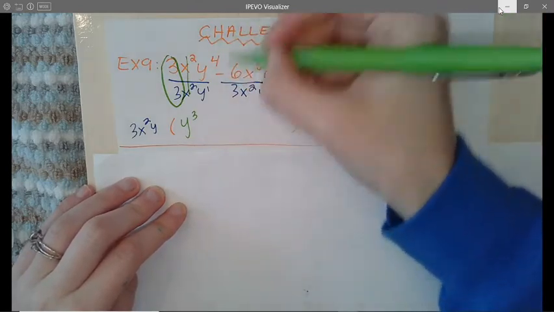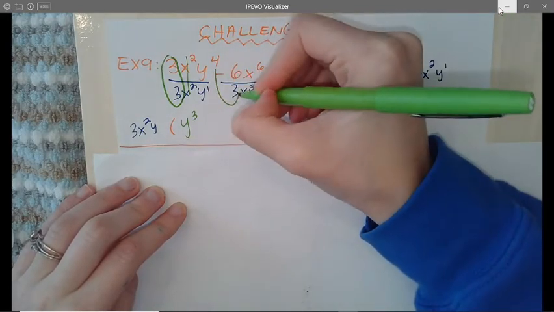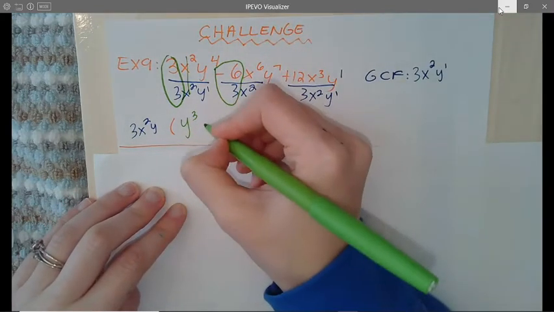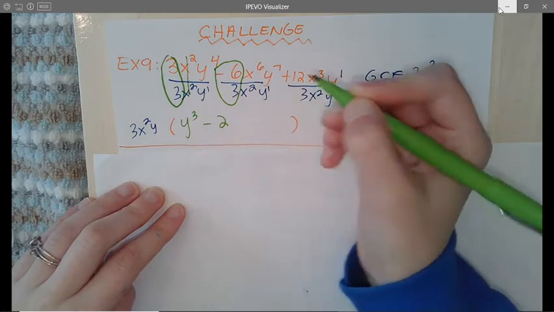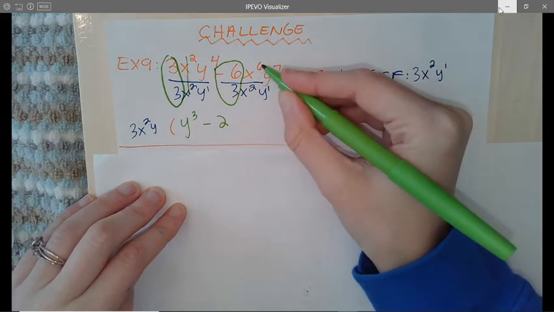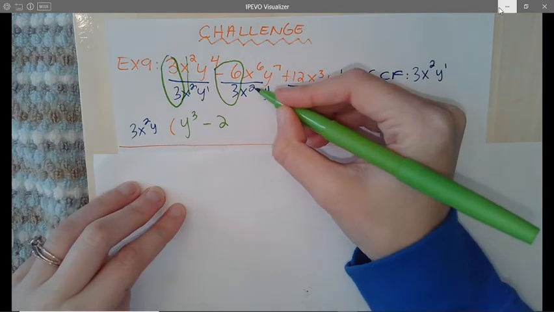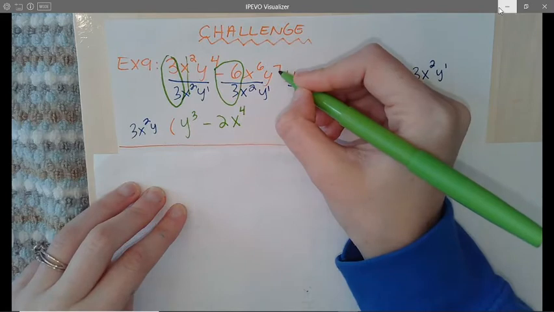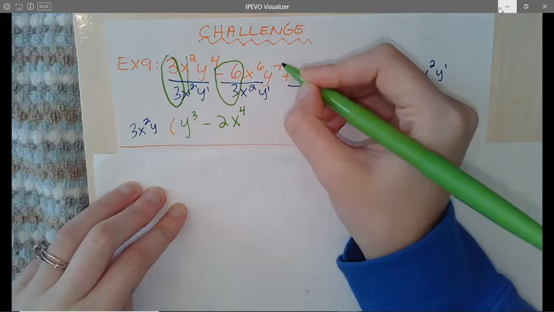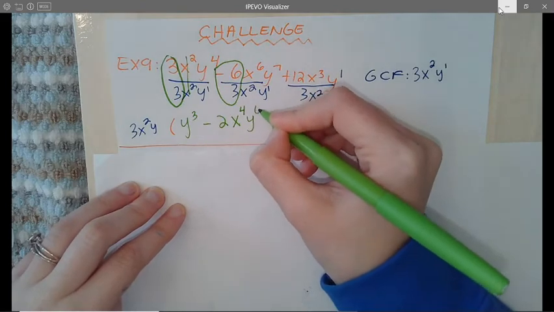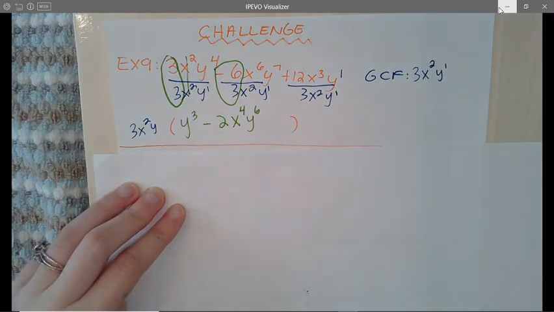Okay, next term, I'm going to start with my coefficients. So negative 6 divided by 3, well, that will give me a negative 2. And then x to the 6th divided by x squared, well, you're going to subtract those. So 6 minus 2 gives me a 4, so x to the 4th. And then y to the 7th divided by y to the 1st, well, 7 minus 1 gives me 6. So this would be y to the 6th. Okay, and then guess what, you guys? We're almost done. See, it's not that bad.